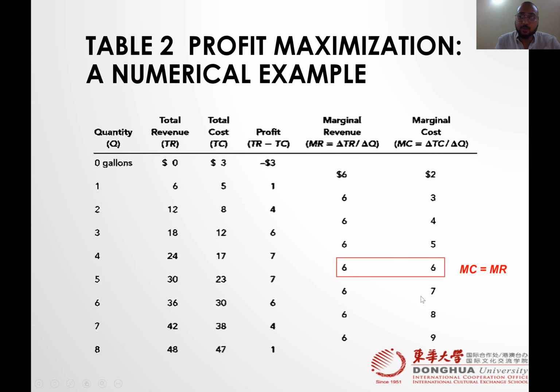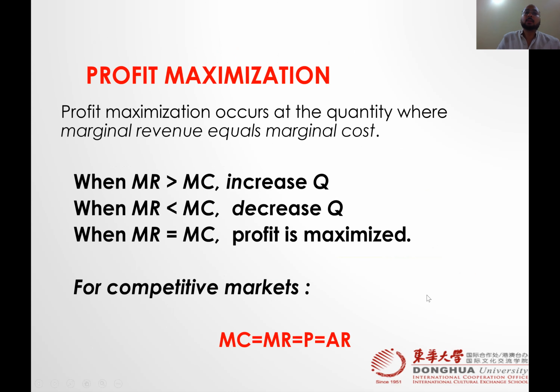See, MC is equal to MR. So here is some managerial implication. Now you are sitting in your factory or you are working for a firm. You ask your subordinate, give me the numbers of MC and MR, right? So remember, when MR is greater than MC, let me go back to this table again.